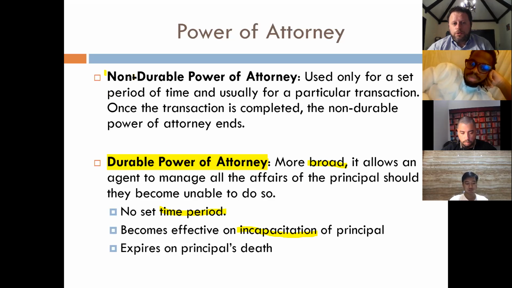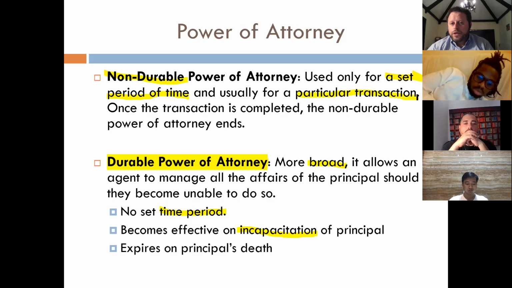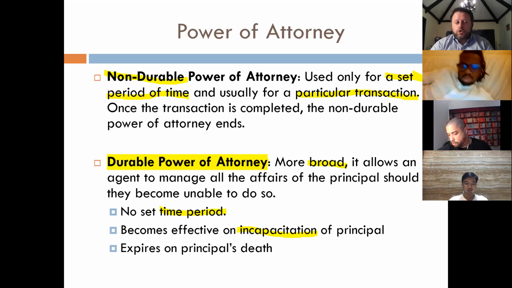That's non-durable. Okay, that is just a set period of time. It could be 1 day, it could be 1 week, it could be 1 month. You write it in the document. And it's usually one thing, one transaction. And then once that's over, the power of attorney ends. So generally, we're going to class these in 2 groups. One is very broad, one is very narrow.